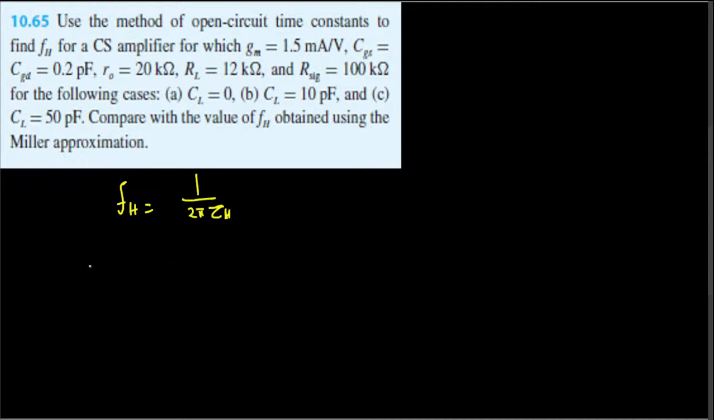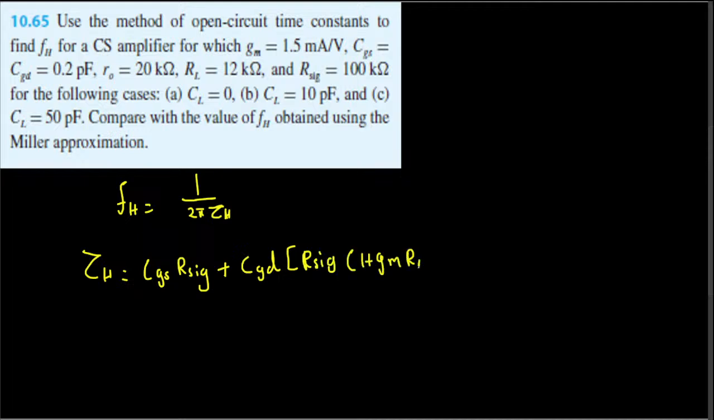This τH consists of 3 time constants added together. One is CGS times Rsig, this is one of the time constants, plus the next one is CGD times [Rsig times (1 plus gm RL prime) plus RL prime]. This is the second time constant, and then the third one is CL times RL prime. Okay, this is the third time constant. So we have to add these 3 time constants to obtain this τH. So let's go ahead and calculate.